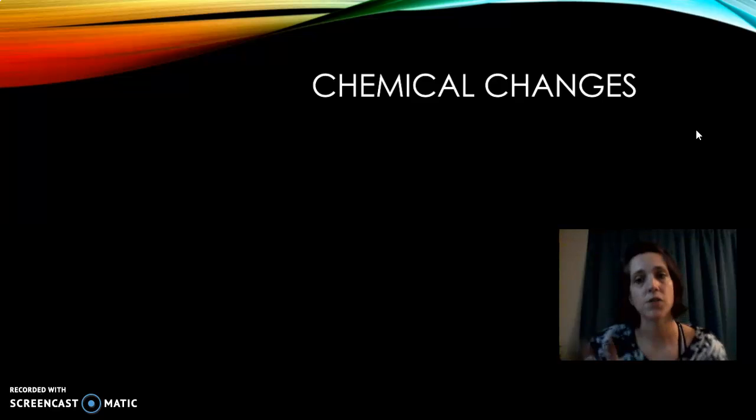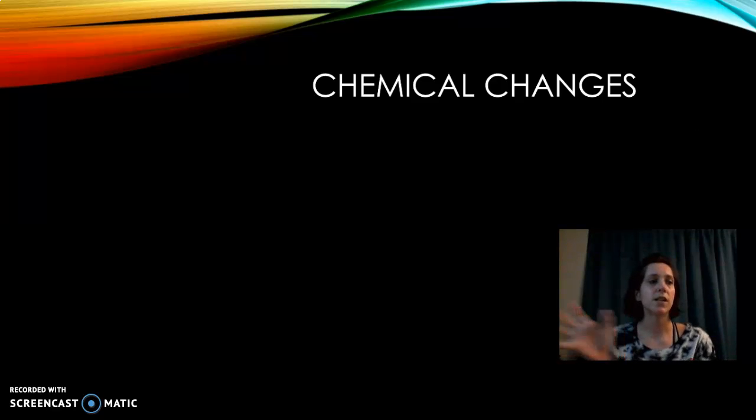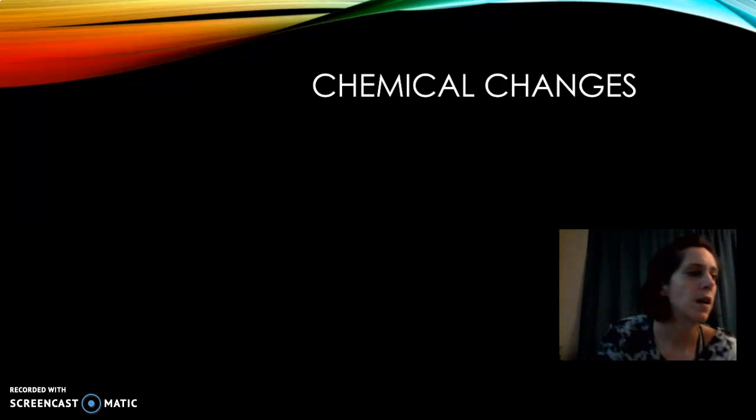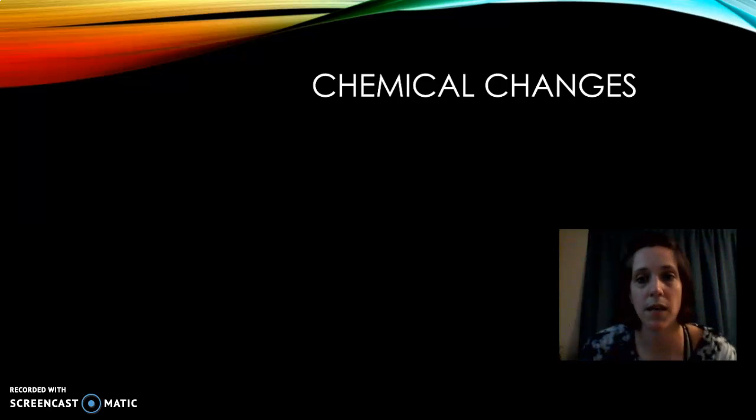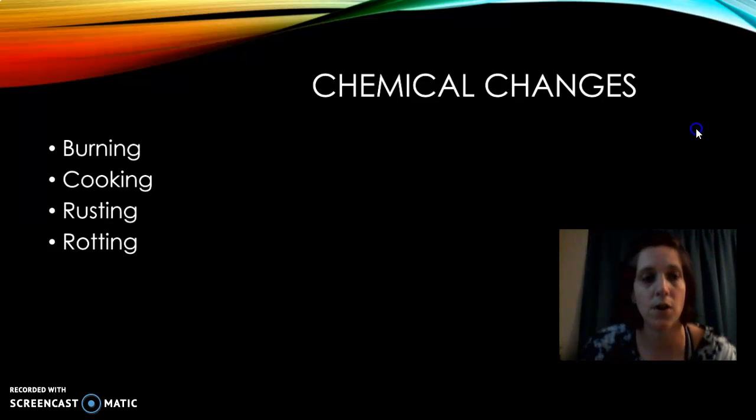Now, chemical changes are a little different because a chemical change is the interaction of two substances that form a new one. So once a chemical reaction has taken place, you can't go back to the original items because now something new has been created. It's irreversible. So some common chemical changes are burning, cooking, rusting, and rotting.